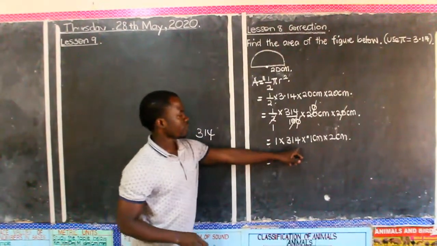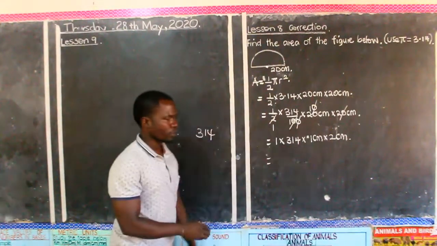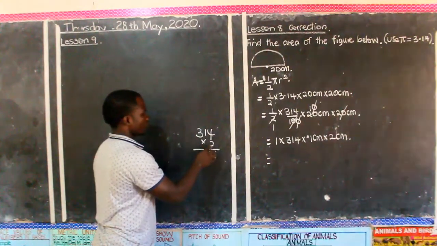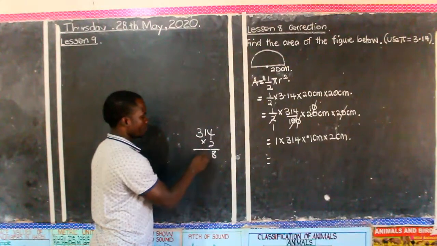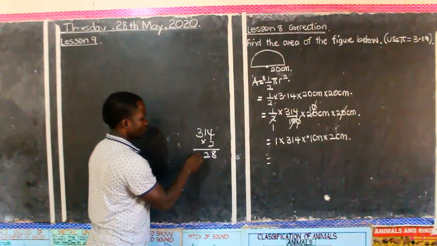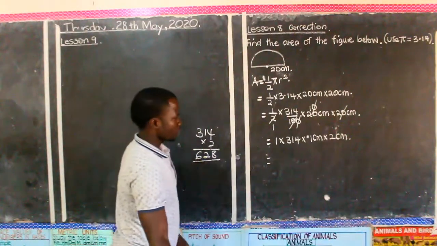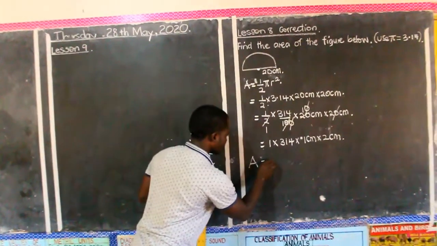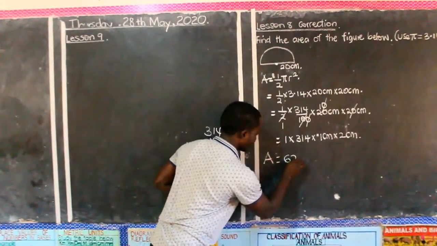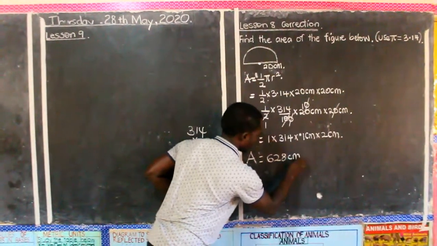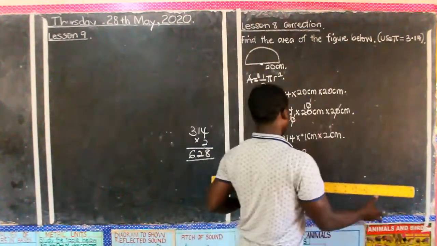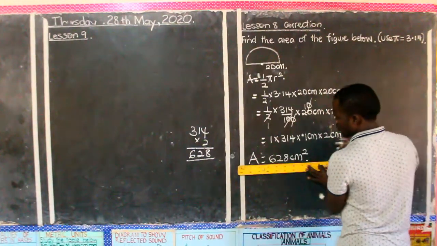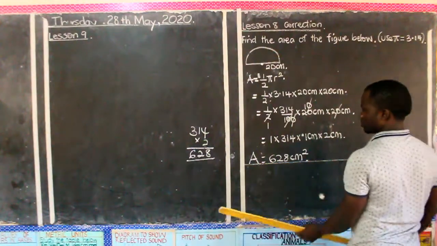And this one here, if we multiply 314 times 1, you get the same, times 2, what do you get? Times 2. 2 times 4, 8. 2 times 1 is 2. 2 times 3 shall have 6. So the answer, the area of our semicircle is 628 square centimeters. So this is the area of our semicircle. Okay?